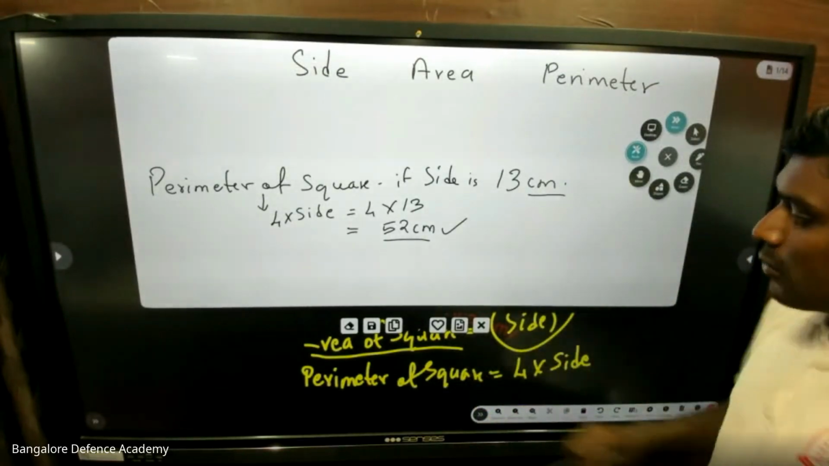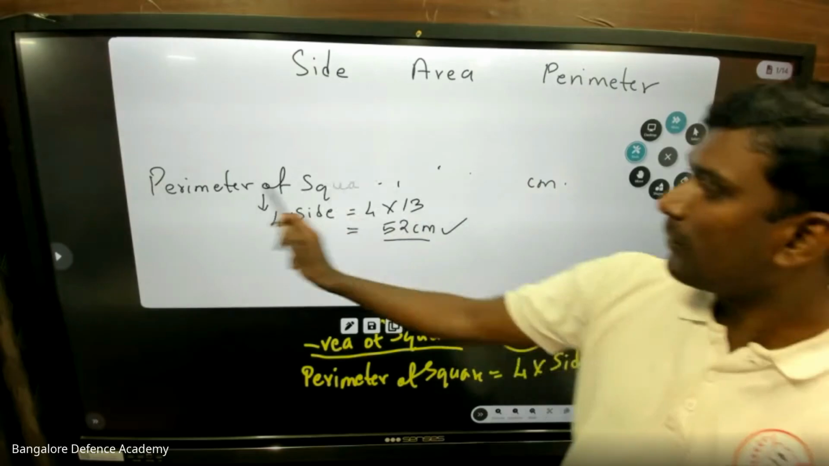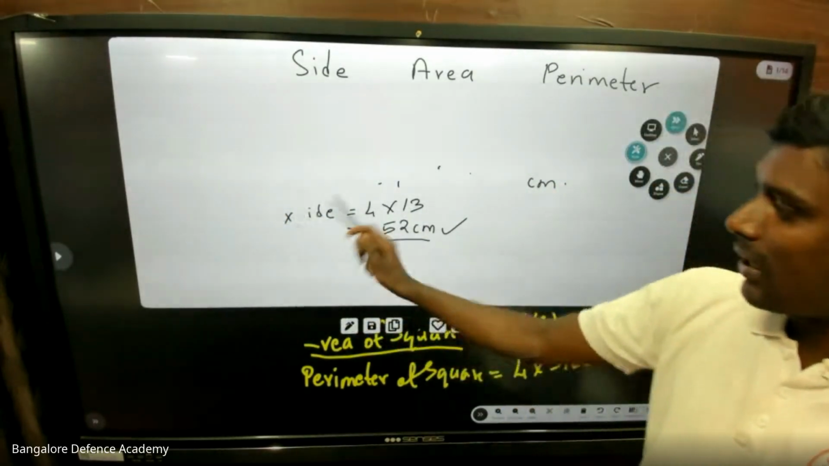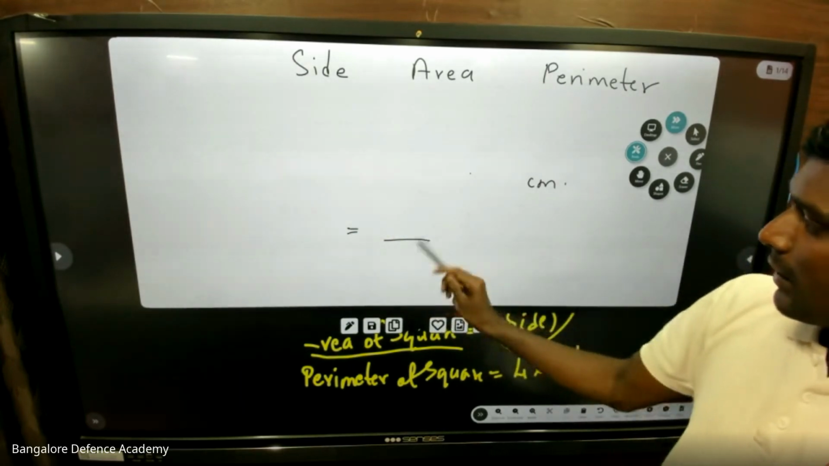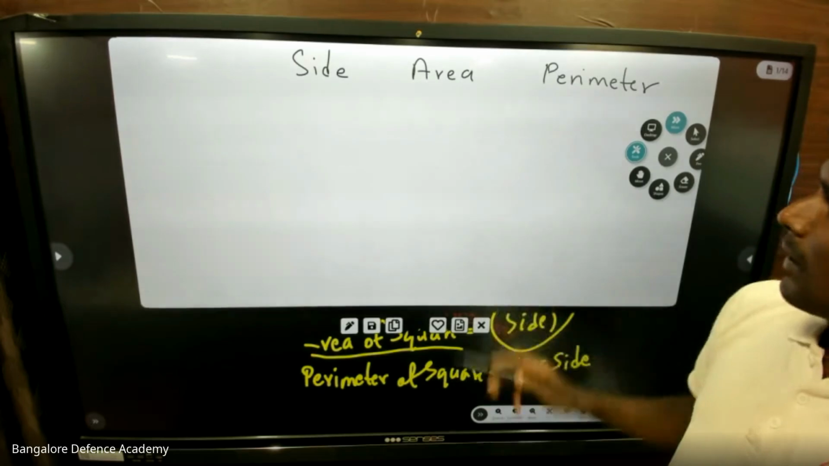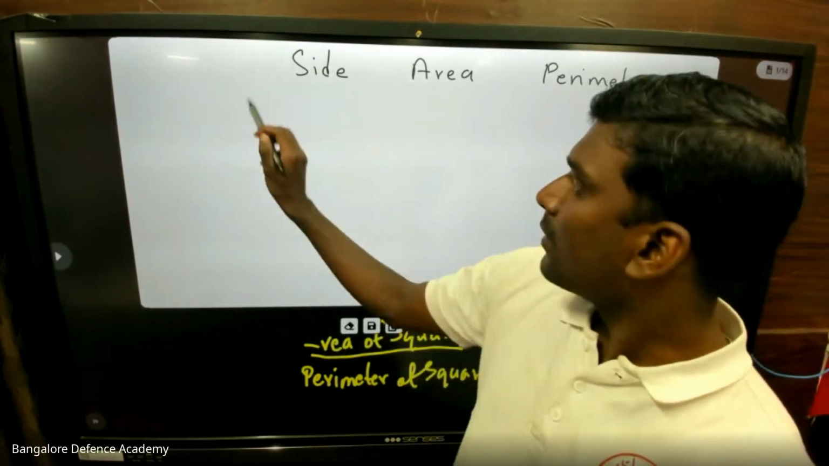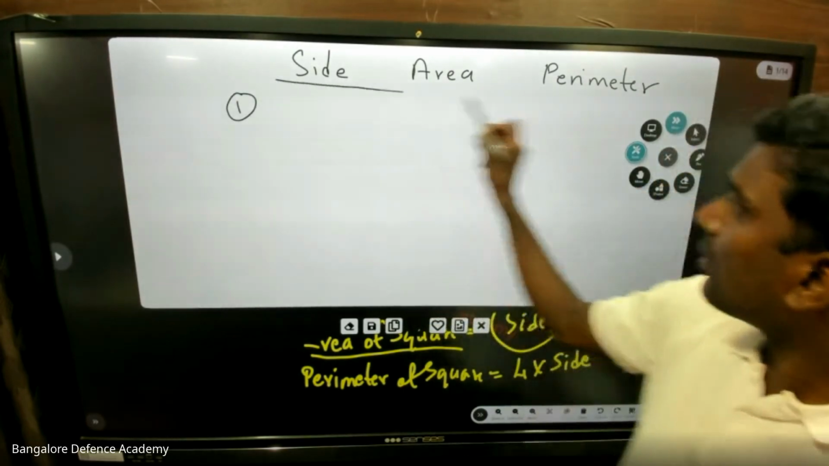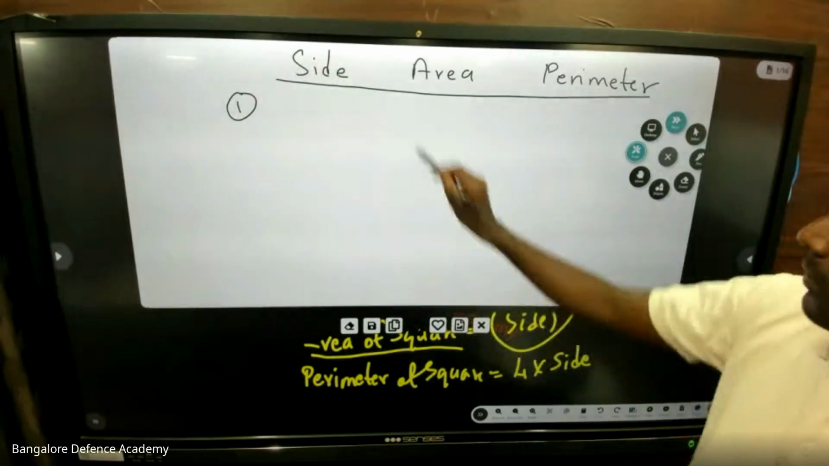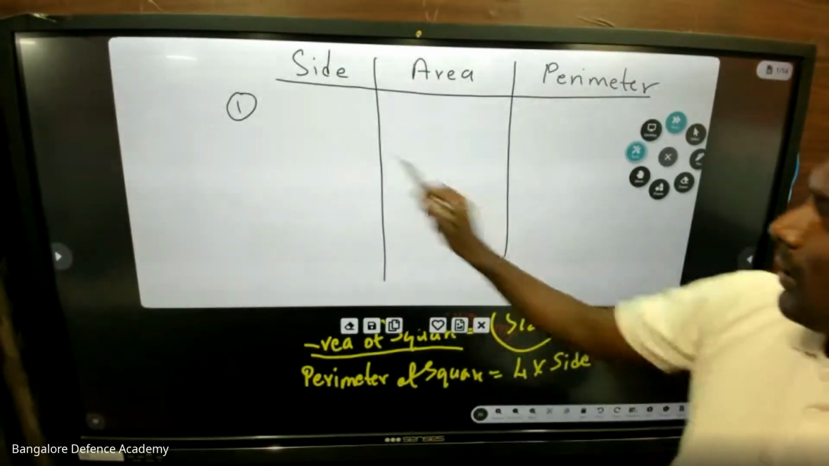Now let us see who does it rapidly. I'll give you a few more questions to practice from square and then we'll move on to rectangle. Ready? Take down. Here I will be giving you the side. You are going to make a tabular column like this.